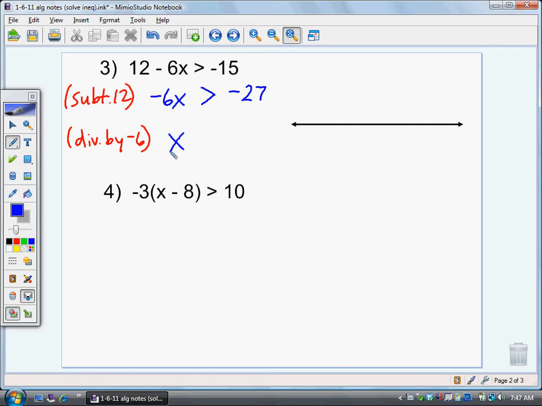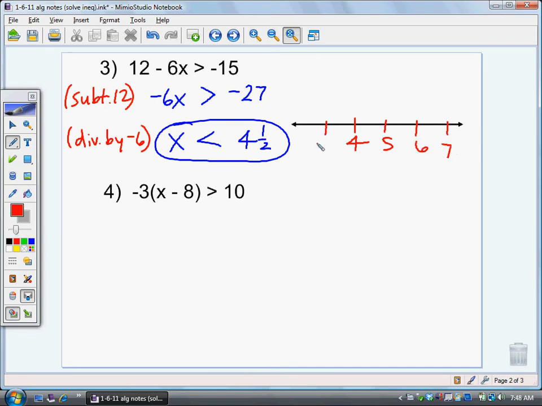So I'll get x here. This would end up being 4 1/2. But since I divided by a negative number, I would go from greater than to less than. And there's my answer. I'll put that on the number line since I have 4.5. What I would do is I'll probably put like 4 here, 5, 6, 7.